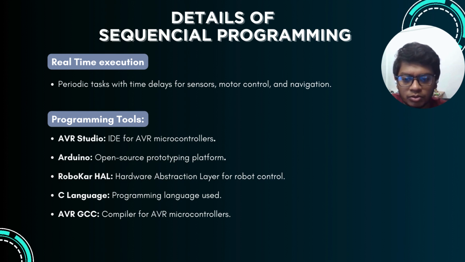Then we have programming tools. We use AVR Studio, an integrated development environment for AVR microcontrollers. Arduino, an open source electronic platform for prototyping. RoboKar HAL, a hardware abstraction layer providing control over the robot's motor and sensor. And the language is the C programming language. And for the compiler, we use the AVR GCC.